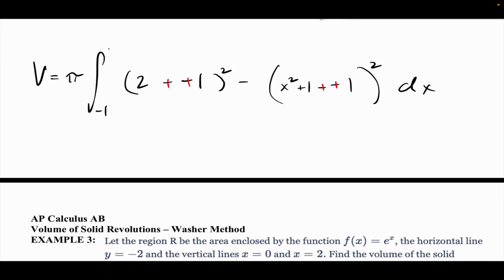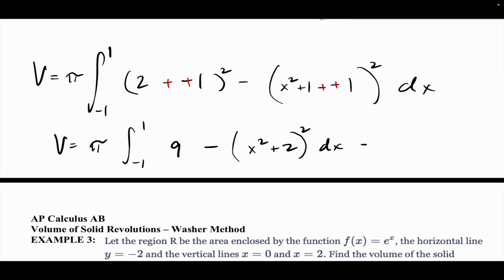So before I put it into the calculator, I clean it up a little bit. 2 plus 1 is 3. 3 squared is 9. Minus. And then this is going to be x squared plus 2 now, squared. And when you do that, you should get 21.782. Verify that, and then we'll go.